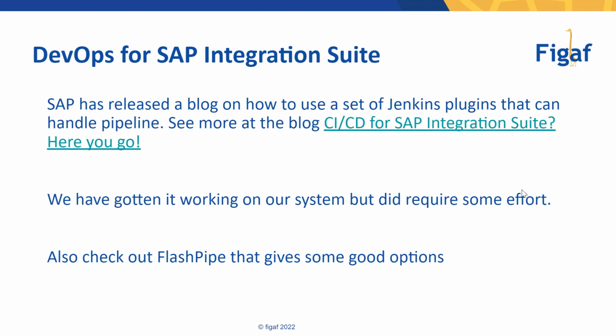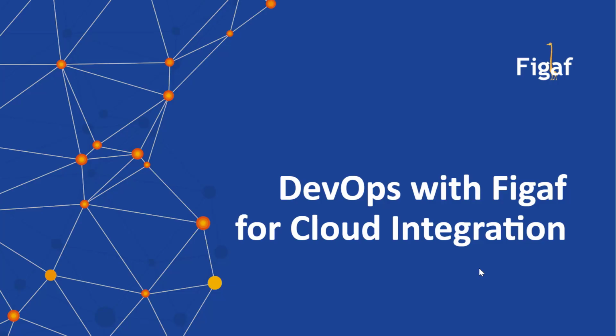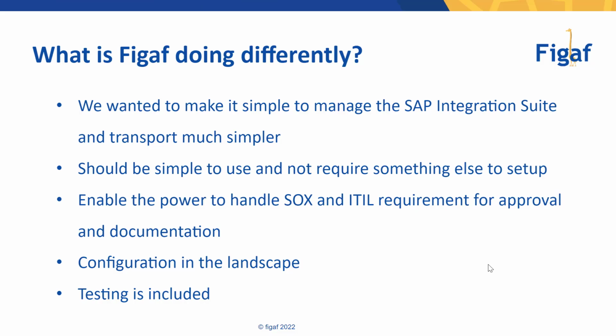So SAP has two options for this. There are some Jenkins pipelines, and there's also Project Piper, where they have created a few examples on how to deal with these things. We've got the Jenkins process working. I was not really super impressed about what was possible there. And that is why I think the Figaf tool would be a good way that you can simplify the process and improve the quality of what you're doing. So let's get to it and now talk about how the Figaf tool would work with DevOps.